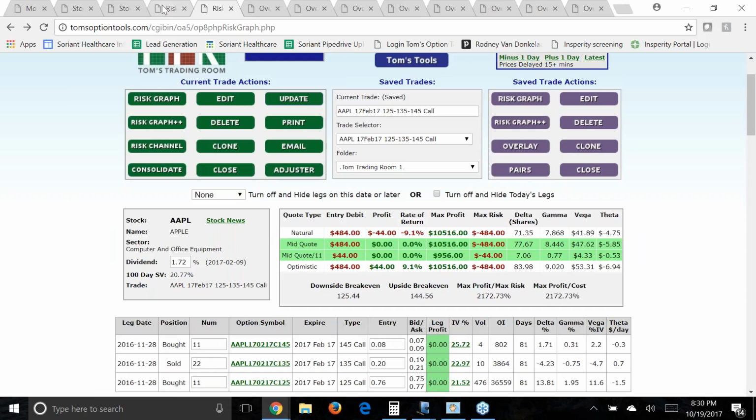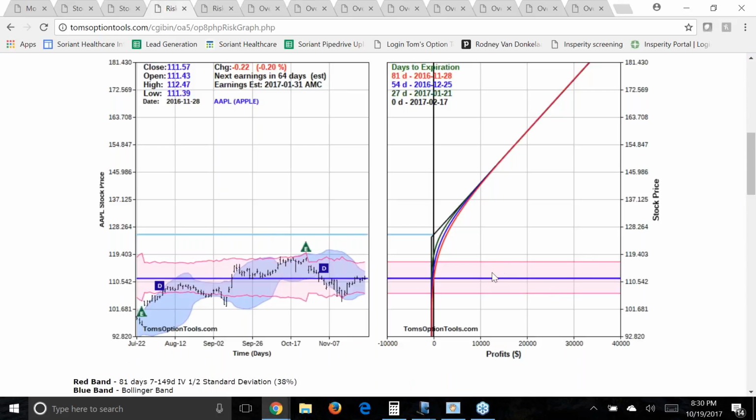Let's see if I can get it zoomed in a little bit. Not in this particular version. I'm going to leave it like this.